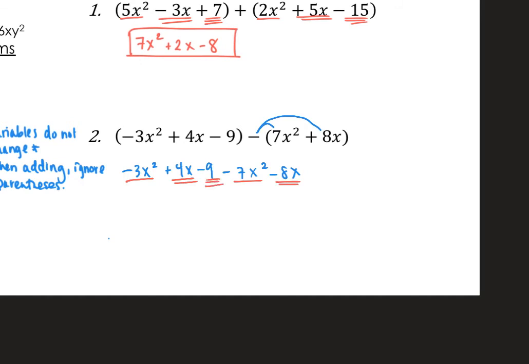So negative 3 and negative 7 is negative 10x squared. 4x and negative 8x is going to be negative 4x, and then we have just a negative 9.